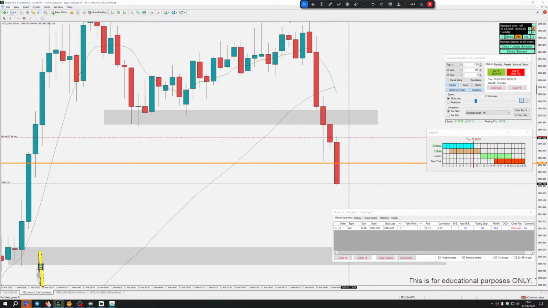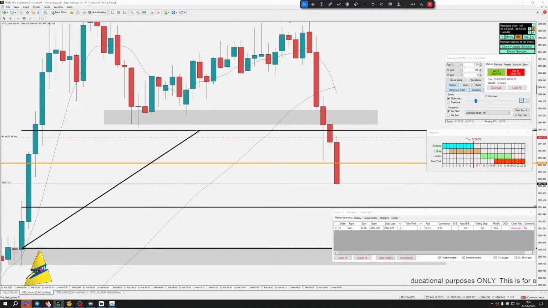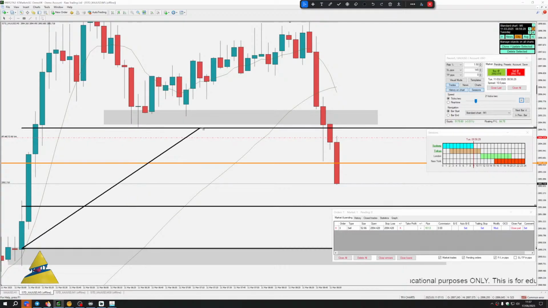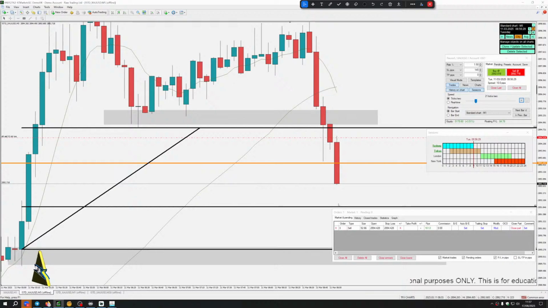Now, how many pips are we down? We're down about 17 pips at this point. Let me see how much of this range has been filled. All right, we still have some room for price to continue moving down. We haven't yet hit 65% of the range.